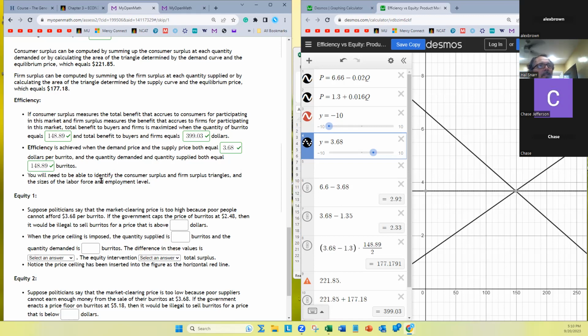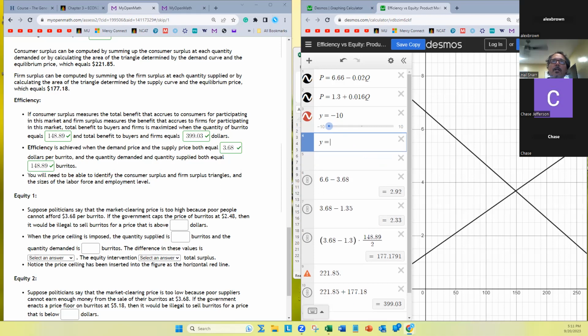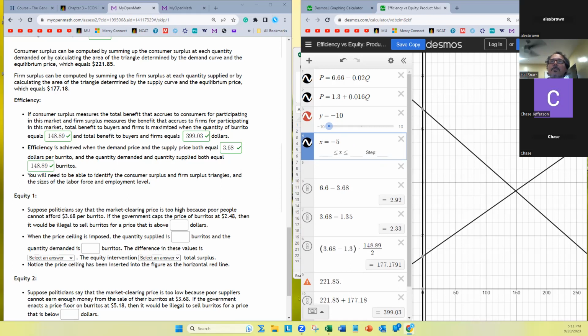Okay, so suppose the politicians say the market clearing price is too high because poor people cannot afford $3.68. If the government caps the price of burritos at $2.48, now what I'm going to do is I'm going to make this X equal -5, so it disappears.